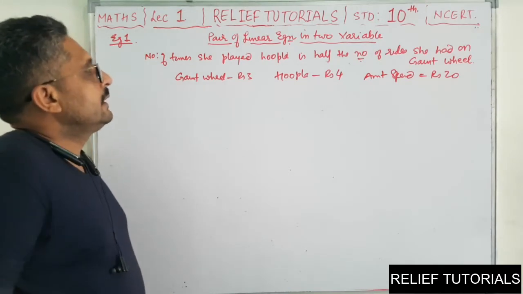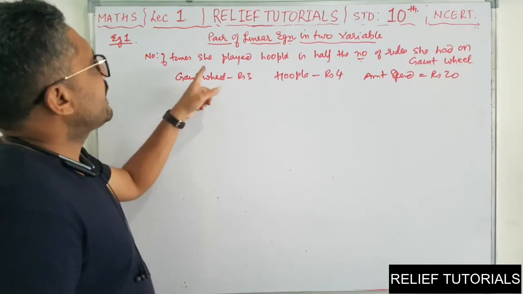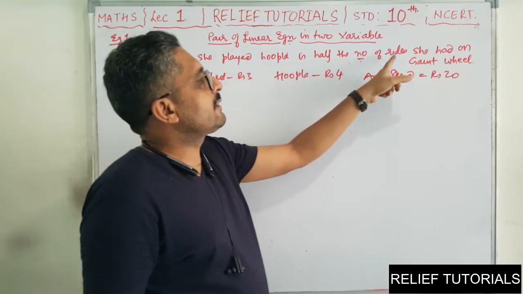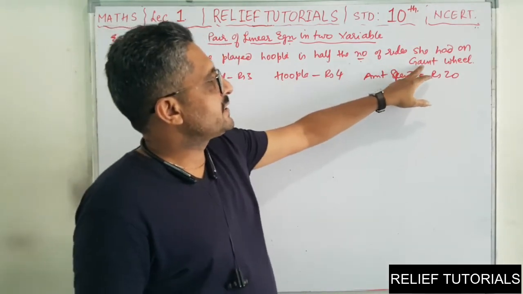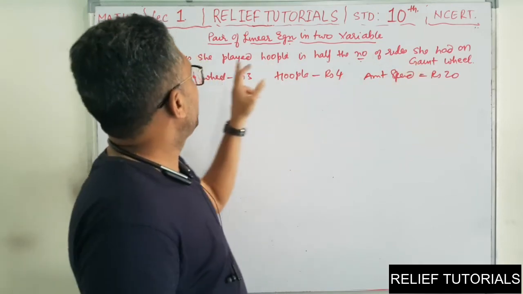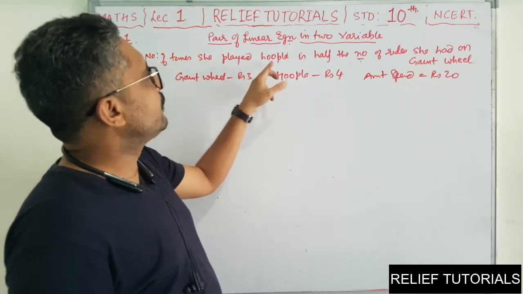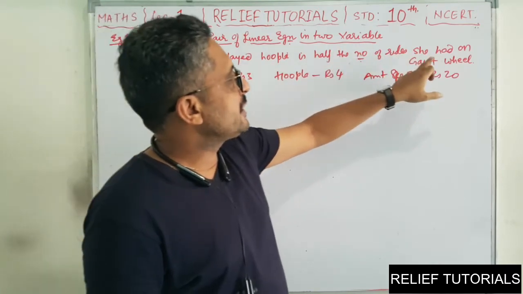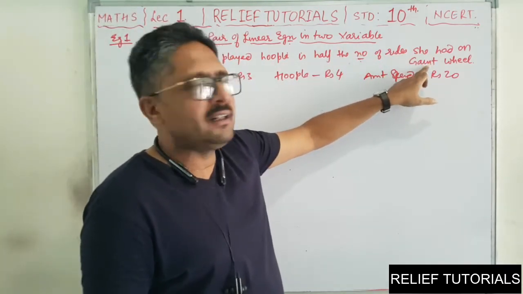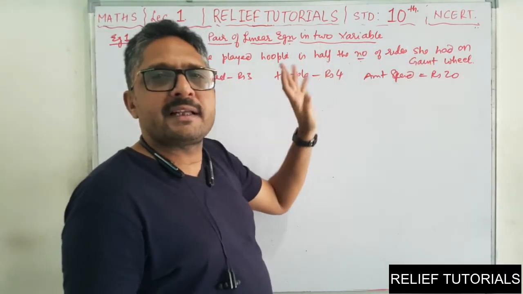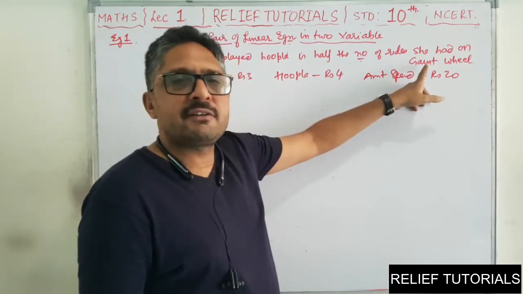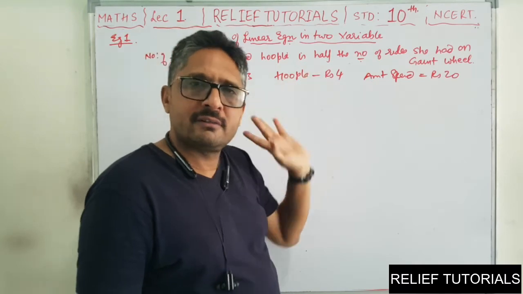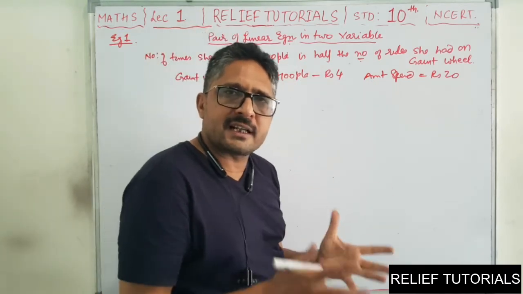See now, the number of times she played hoopla is half the number of rides she had on the giant wheel. If on the giant wheel she had 6 rides, then the number of times she played hoopla is half, that is 3. If she takes rides on the giant wheel 8 times, then here it will be 4. So here conditions are given, 2 conditions.